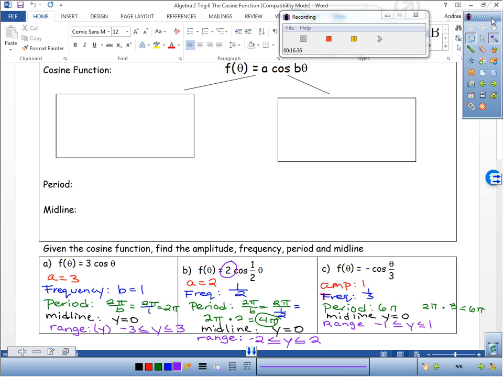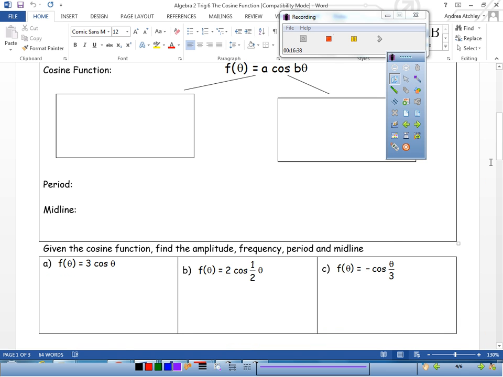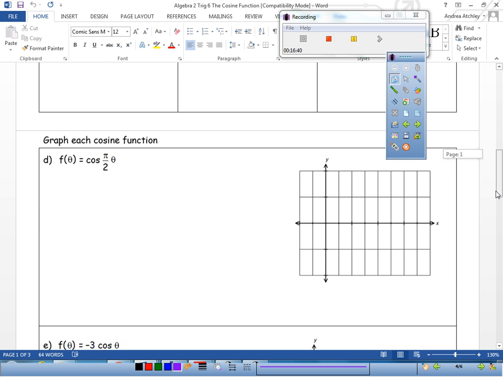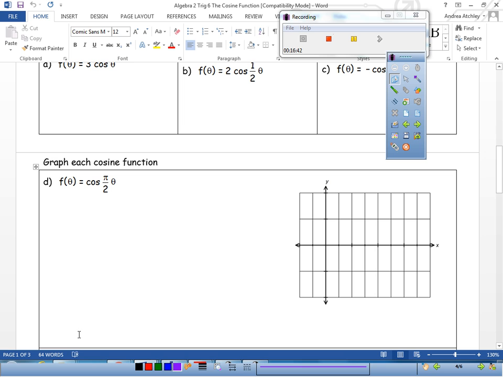Okay. Now let's graph this. We're going to do the same steps we've done with sine. We're going to do the same steps with cosine.